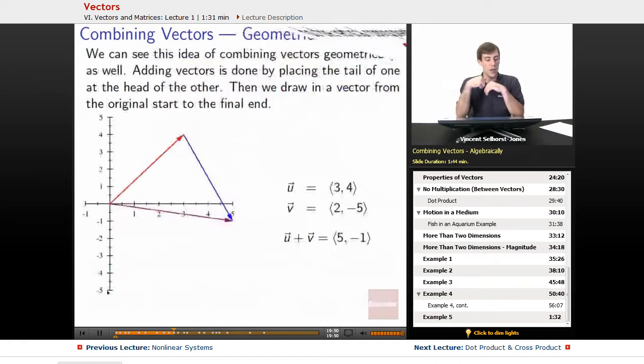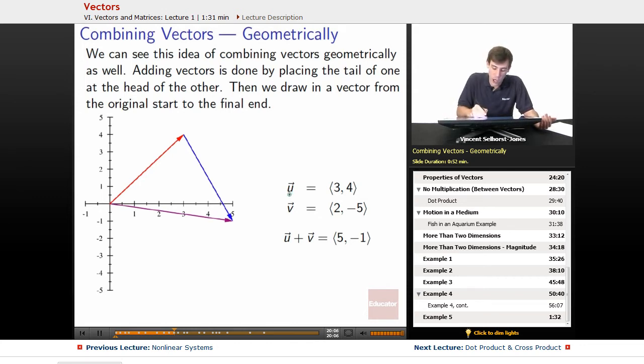Makes sense. We can also do this geometrically and get an understanding of what's going on, because vectors are supposed to represent this thing, right? This directed line segment. So we can see this idea geometrically. You add vectors by placing the tail of one at the head of the other. So for example, in this one, we've got u in red, 3, 4, and then we've got v in blue, 2, -5. So we put 3, 4 out to here, right? That goes out to 3, 4, and then this one goes over 2, right, and goes down 5. So 2, -5, 2 to the right, down by 5.